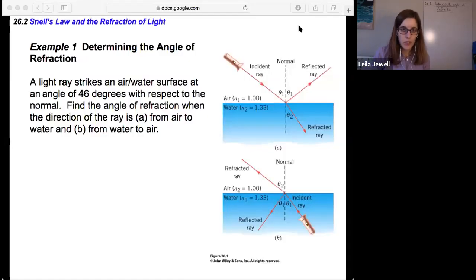So example 1, determining the angle of refraction. A light ray strikes an air-water surface at an angle of 46 degrees with respect to the normal. Find the angle of refraction when the direction of the ray is, part A, from air to water, part B, from water to air. So we note here, and let me work on making this bigger. There we go.